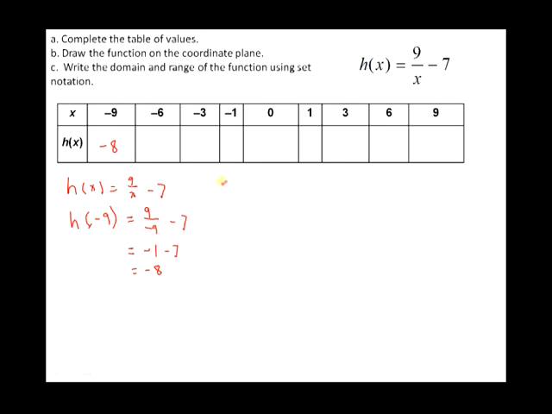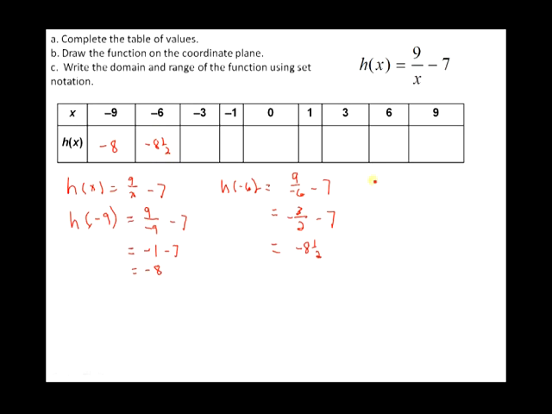We're making our way through. So now we'll do that for negative 6. What's h of negative 6? We just replace x with negative 6: 9 divided by negative 6, minus 7. Well, 9 divided by negative 6, we could just do some reducing, is negative 3 halves. Negative 3 halves minus 7. Negative 3 halves is just negative 1 and 1/2, so negative 1 and 1/2 minus 7 is negative 8 and a half. We could put that in here. Negative 8 and a half.